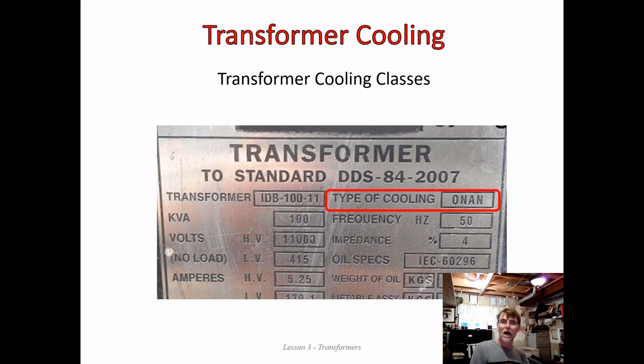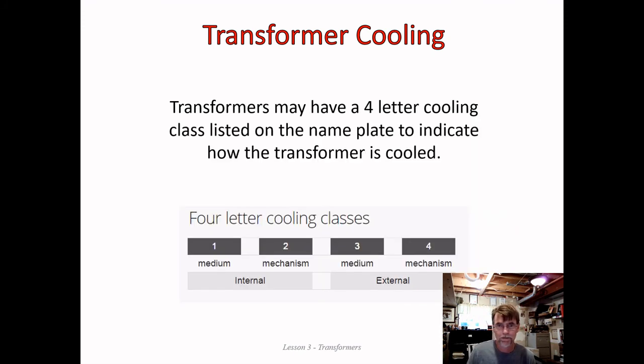So transformers, here's a transformer label. Okay, so we've got all kinds of information here. What's highlighted though is the type of cooling, and there will be 4 letters that will identify how that transformer is cooled. Okay, so let's move on to the next slide, and we'll find out what these 4 letters represent.